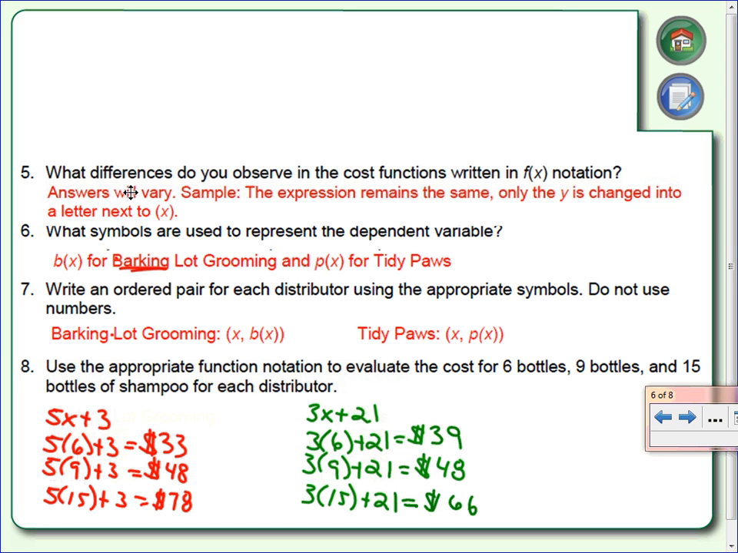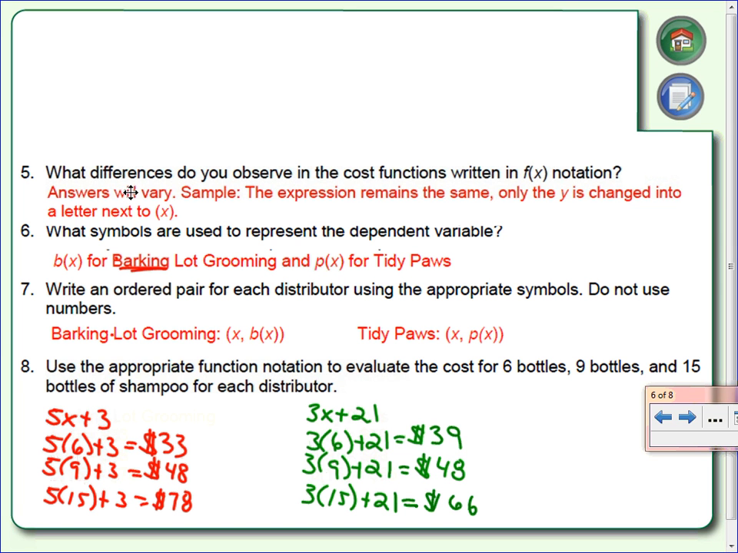Actually, that's kind of a trick question, guys. Because if I'm going to buy 6 bottles of shampoo, which is the best place to go to? Parking lot. And why is that? Because it's cheap. It's only $33. What if I want to buy 9 bottles? Which place is the better place to go to? Actually, either one, right? Because they're charging me the same thing. What if I want 15 bottles? Where should I go?